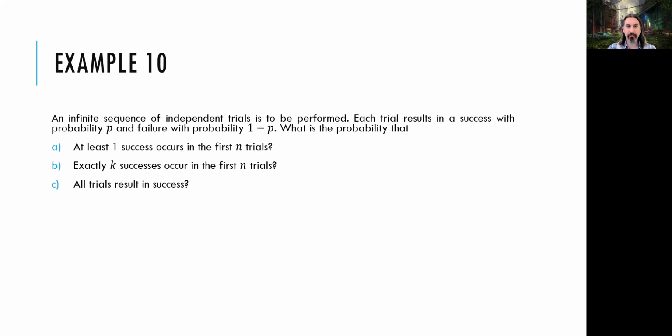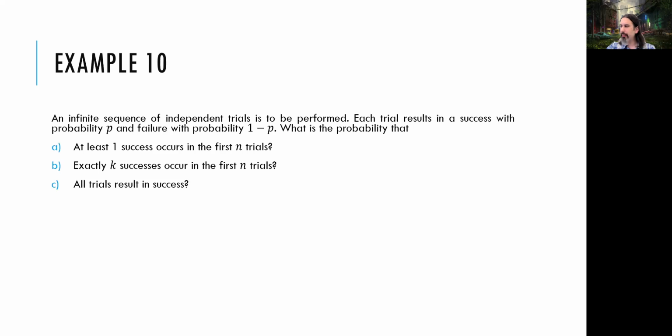So we have an infinite sequence of independent trials to be performed. Now, the important part is that the trials are independent. You keep restarting each trial. They are not affecting each other. Each trial results in a success with probability p and failure with probability 1 minus p. We had talked about this stuff before in the last week, actually, and we had said that in those kinds of trials, there's a special name for them. It's binomial distribution, and these trials have a set formula that represents them.